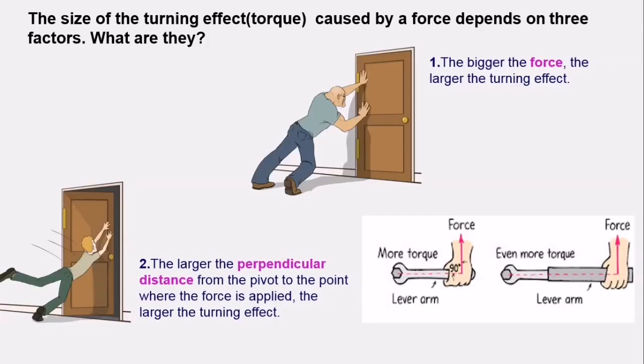Okay, girls, this distance from the pivot to the line of action of the force is called the lever arm. Why? Because the longer the distance from the pivot, the more extra leverage and extra power it gives you. So that's why this distance is called the lever arm, or in other books the effort arm. But usually in our book we will use the word lever arm.